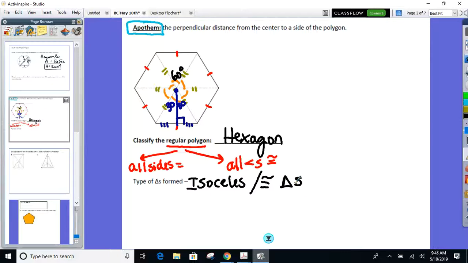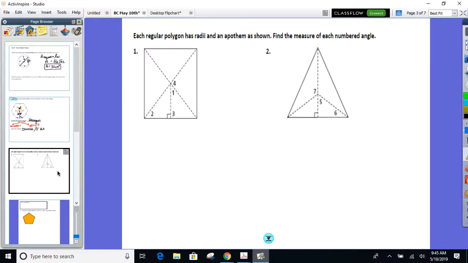I don't know if you know where we're going with this. 30, 60, 90. And then we'll be setting up 45, 45, 90. You're not ready for that yet. I need your help finding the different angles first.